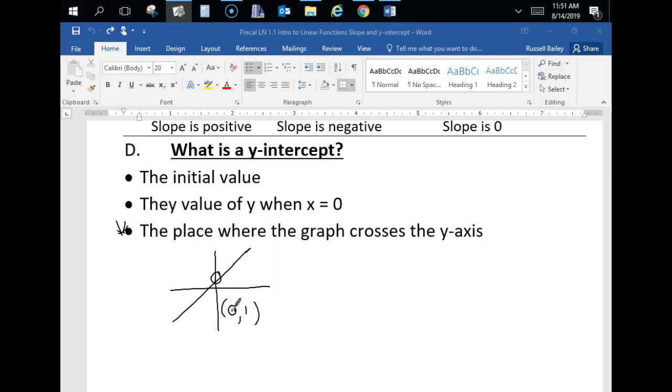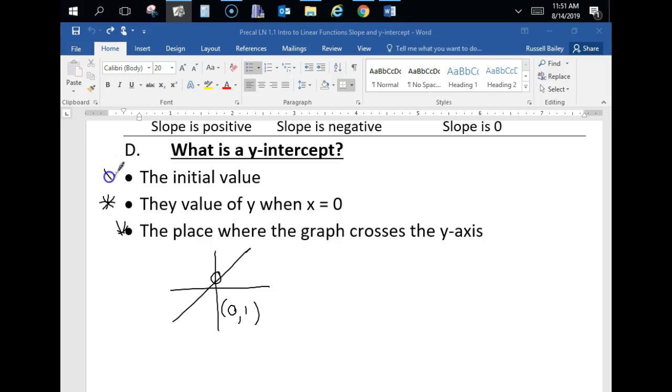So since it's the place where it crosses the y-axis, you can also think of it as the place where x equals 0. Okay? And that's helpful because if you ever have an equation and you want to find your y-intercept on any function, you can just plug 0 in for x, and what you get for y would be where it touches the y-axis.